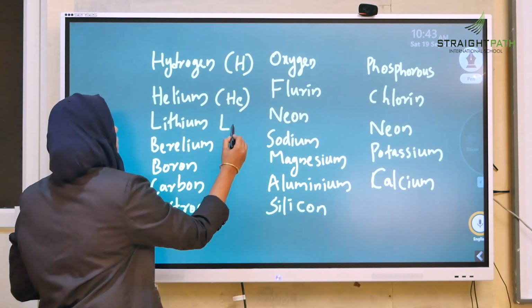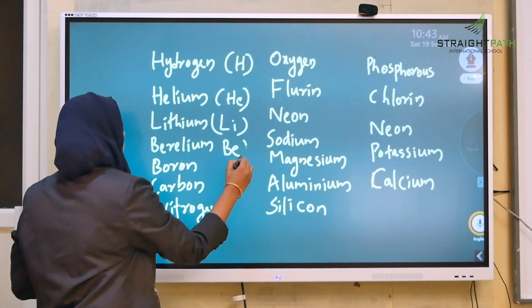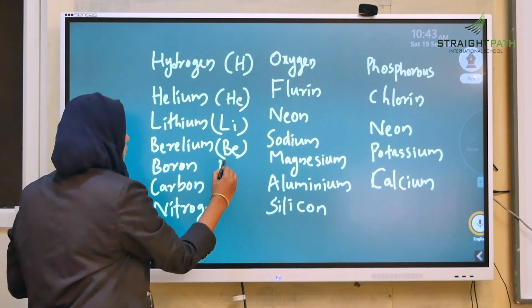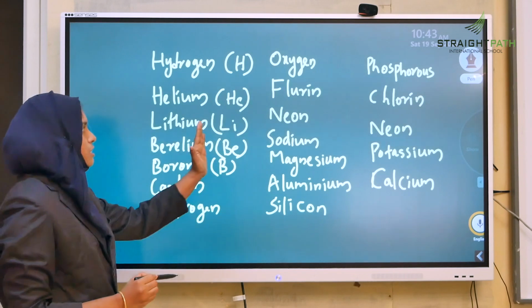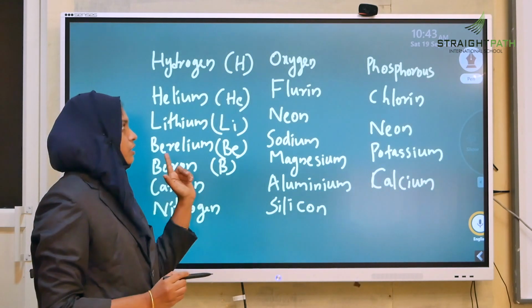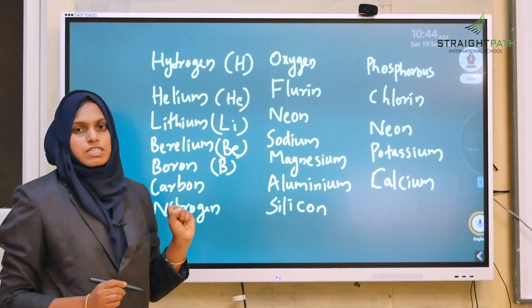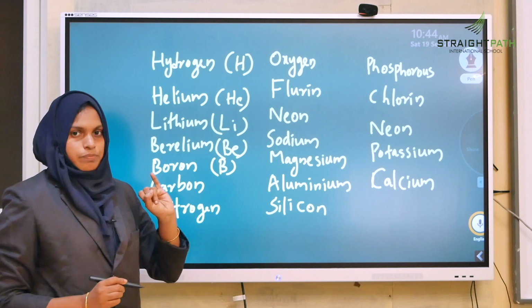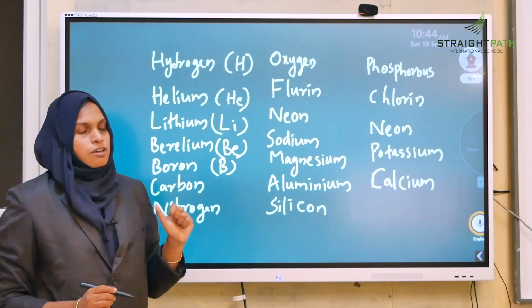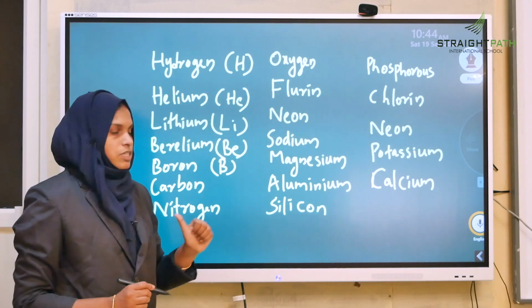Lithium, first and second letter. Beryllium, Be. Boron, the first letter of the name. Like that, some atoms have symbols written based on the first letter or the first and second letters. That is one rule. The second rule is the first letter and any other letter that is in its name.